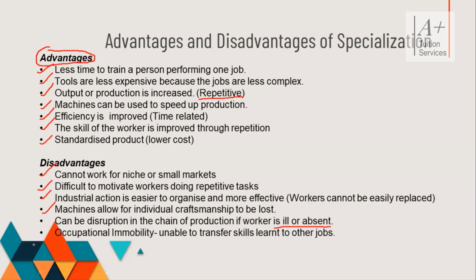And then we have occupational immobility, unable to transfer skills learned to other jobs. So because you've been doing one thing over and over, let's say you have to leave the job and take up another job, chances are the job you're taking up, unless it's something like this, is most likely something different. You're going to be in some trouble and a bit of retraining is involved because chances are Mary cannot take that skill she learned in the company and take it to another company, because she may be doing a different task. So these were the advantages and disadvantages of specialization.